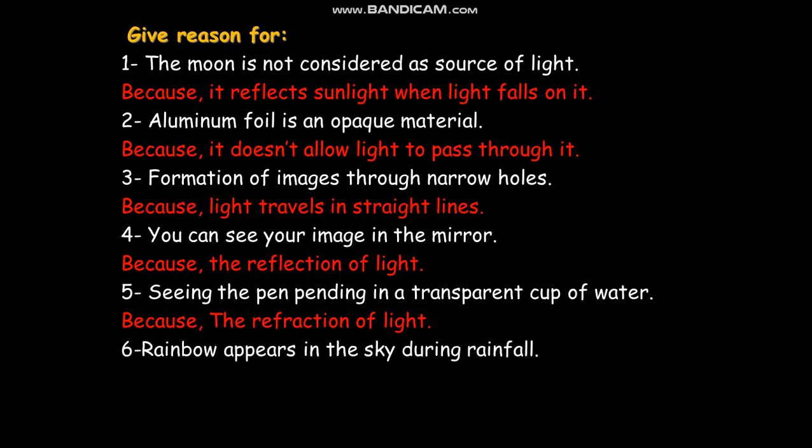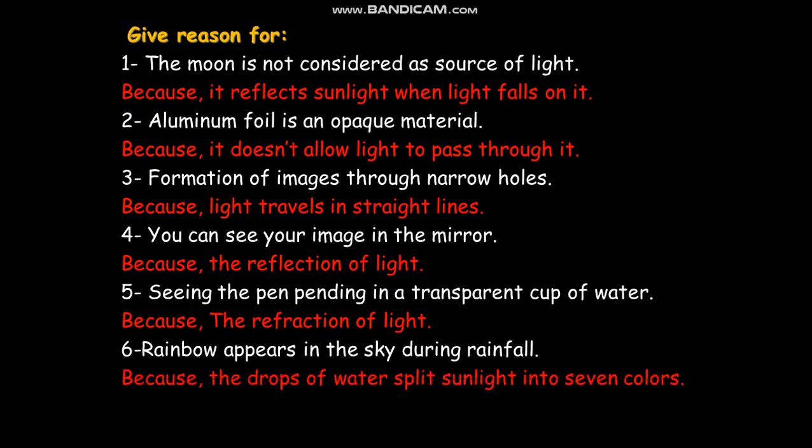A rainbow appears in the sky during rainfall. Why do we see rainbows in the sky during rainfall? Because the drops of water split sunlight or white light into 7 spectrum colors.